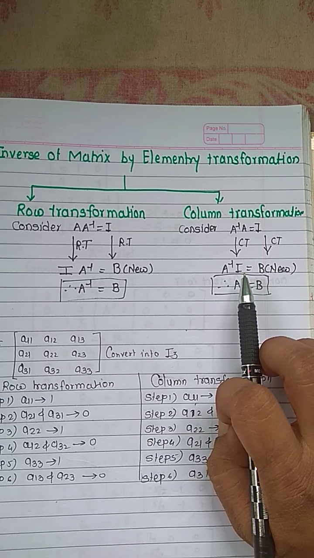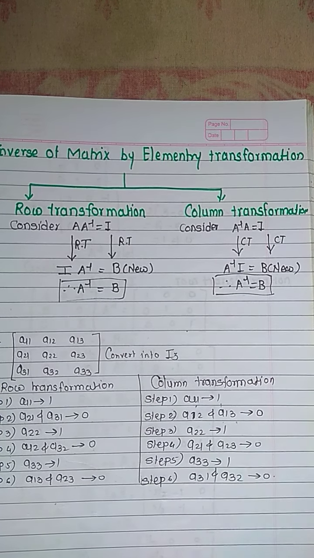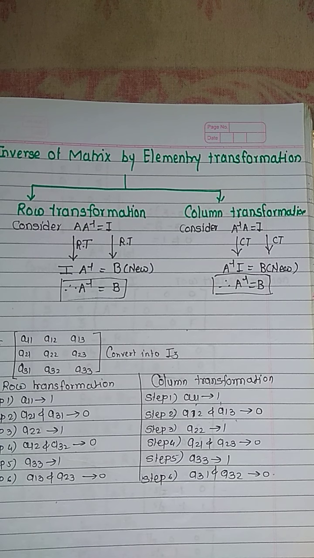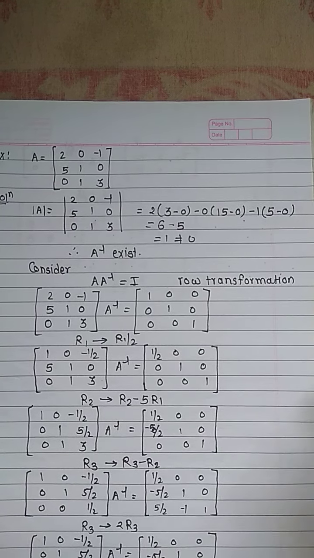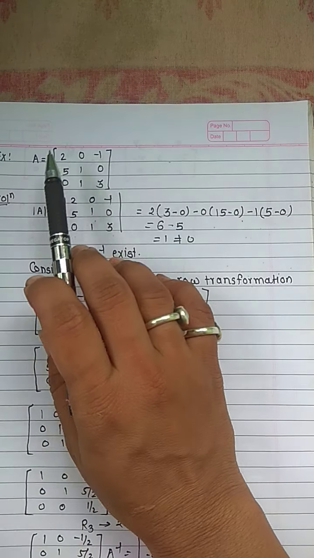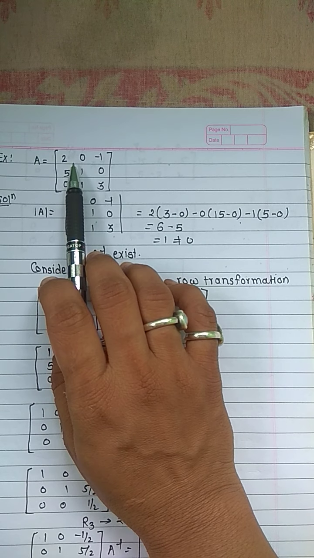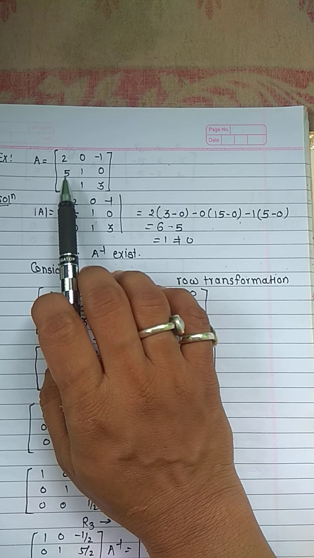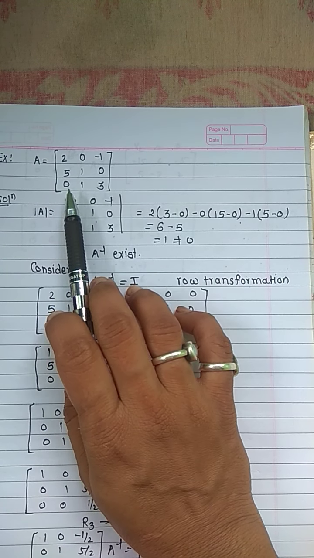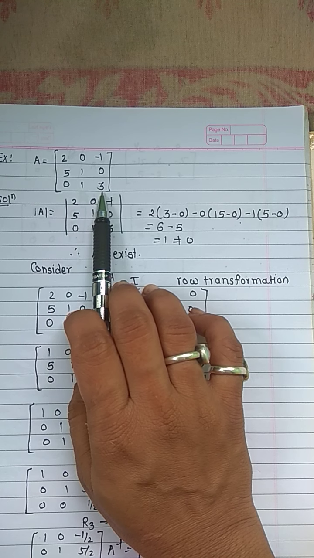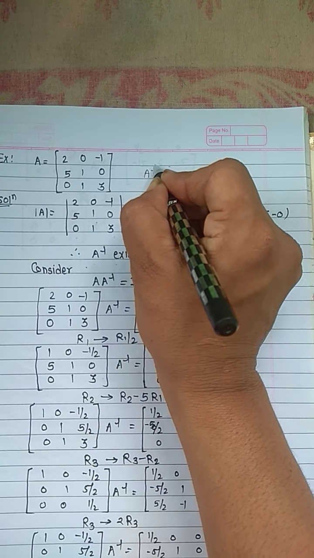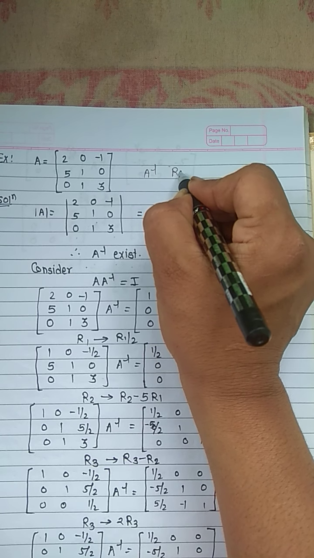Now, let us see the examples on the inverse of a matrix by elementary transformation. For example, if A equal to a matrix of order 3, first row elements 2, 0, minus 1, second row 5, 1, 0, third row elements 0, 1, 3, then find A inverse by the elementary row transformation method.